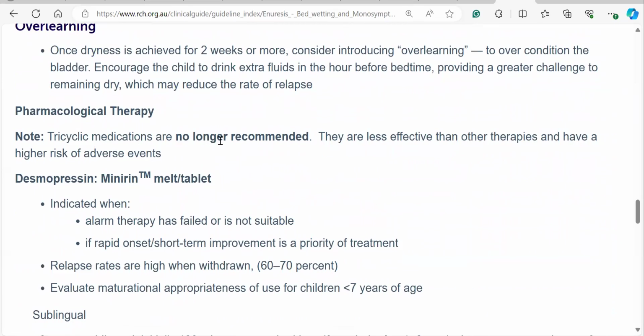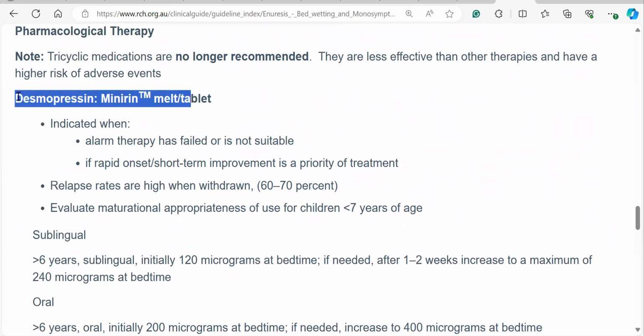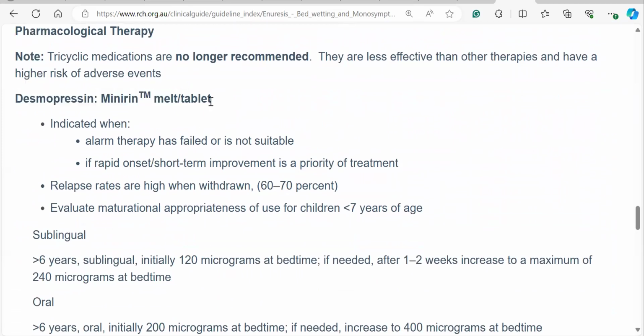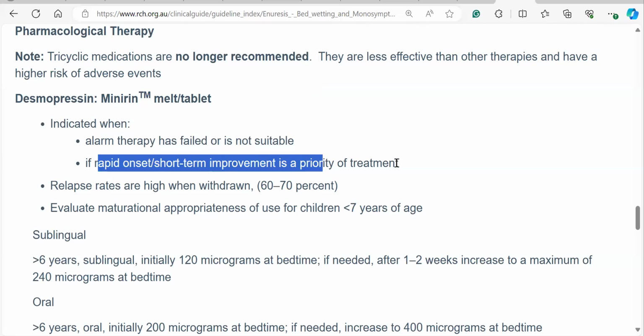Pharmacological treatment: tricyclic medications are no longer recommended. But at the moment we use what is sometimes called Minirin, which is desmopressin, as a melt or tablet. When alarm therapy has failed or is not suitable, then you can use Minirin. Minirin is very commonly used when short-term improvement or rapid onset is required, like when a child is going for a sleepover or camping from school. Then a bed alarm is not going to work because it needs 3 months and you don't have 3 months in hand. So you need something which can work rapidly.